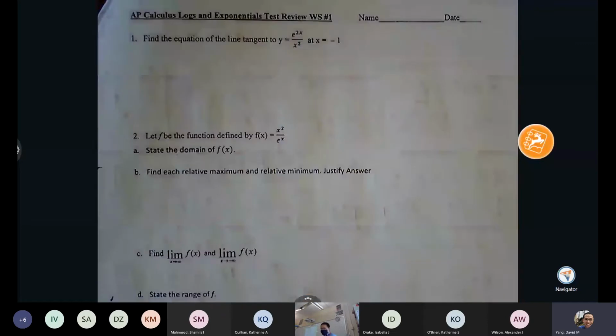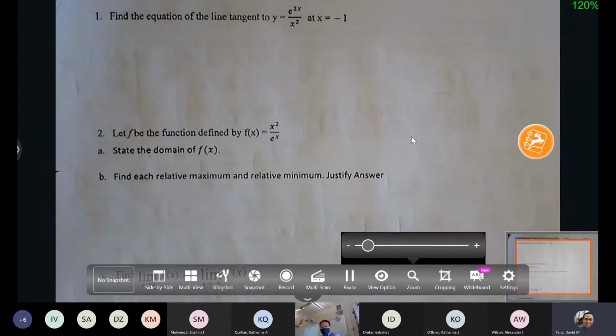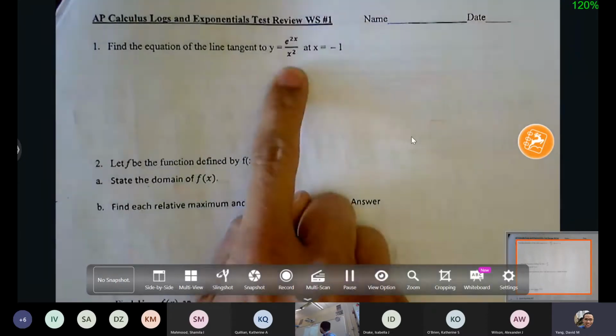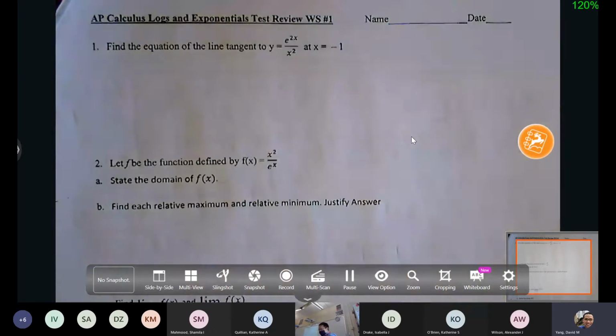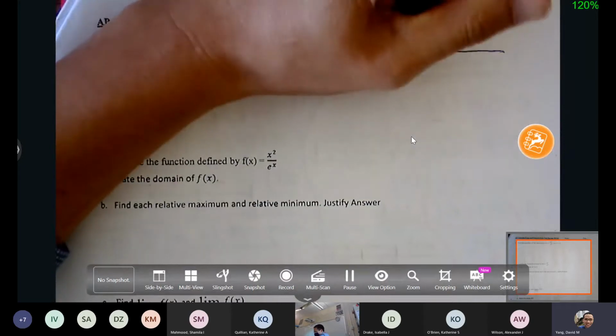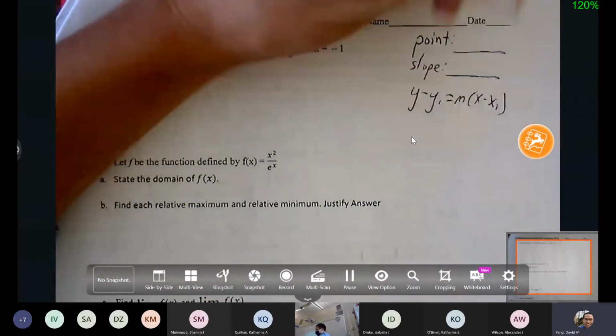Number 1 says find the equation of the line tangent to our graph at x equals -1. So let's step through the process, the big idea here, and then I'm going to have you guys try it, and I'll come around and see how you do. If I want to find the tangent line equation, I need an ordered pair, I need a slope, and then I can put it in point slope form, right? So that's how I'm going to progress through this problem.